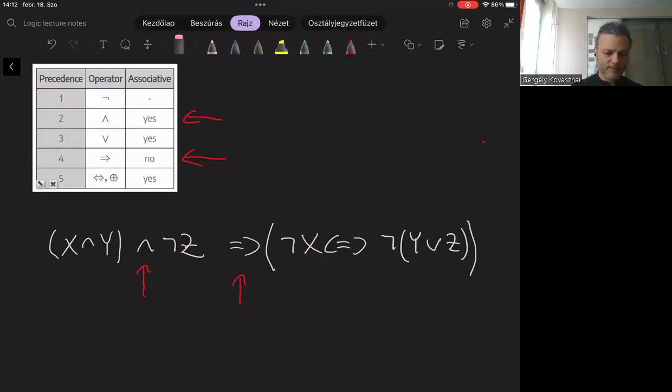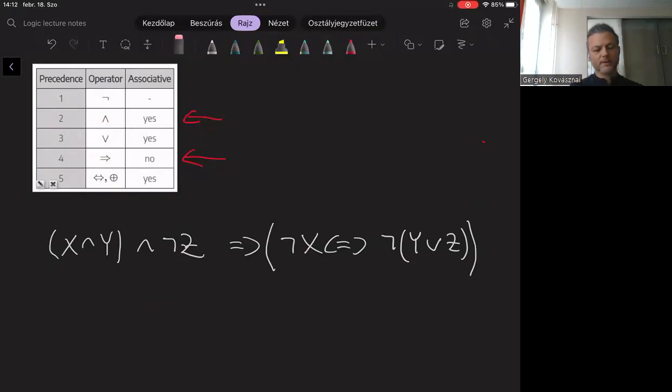So first, due to the precedence table, you definitely need to evaluate the conjunction, and only after that you can evaluate the implication. So removing the parentheses I removed doesn't alter the meaning of the formula. Everything is the same.